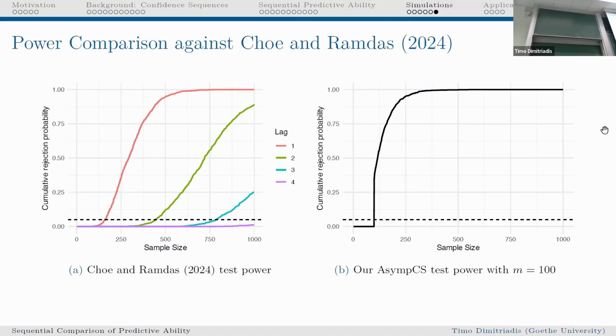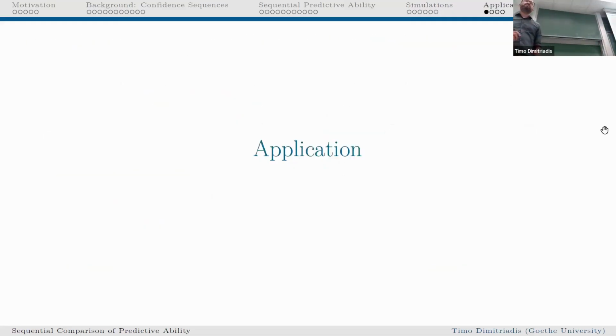And for us, different lags are treated exactly the same. So we kind of get the lags for free, because we don't need a martingale, because that's taken care of by this asymptotic consideration. All right.